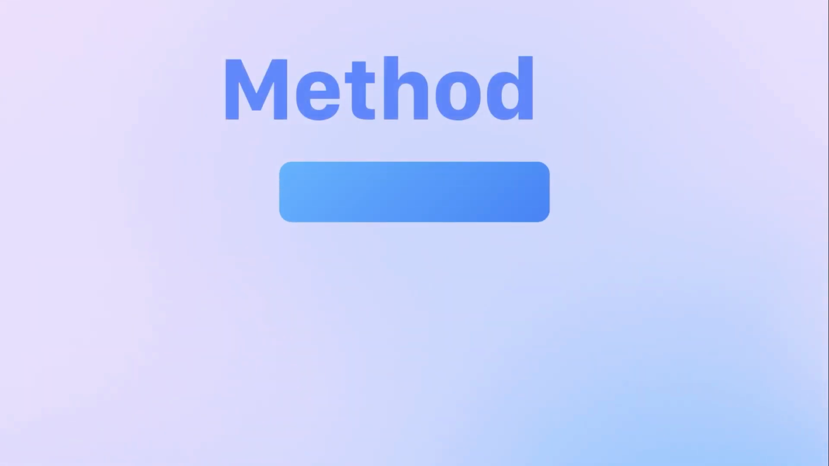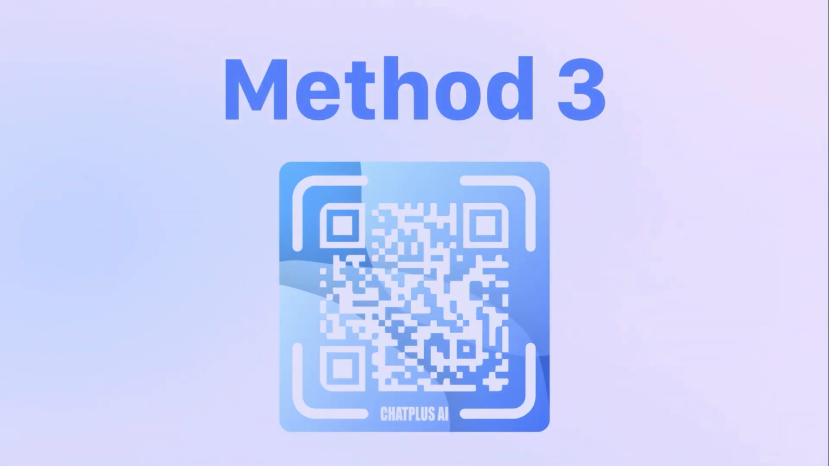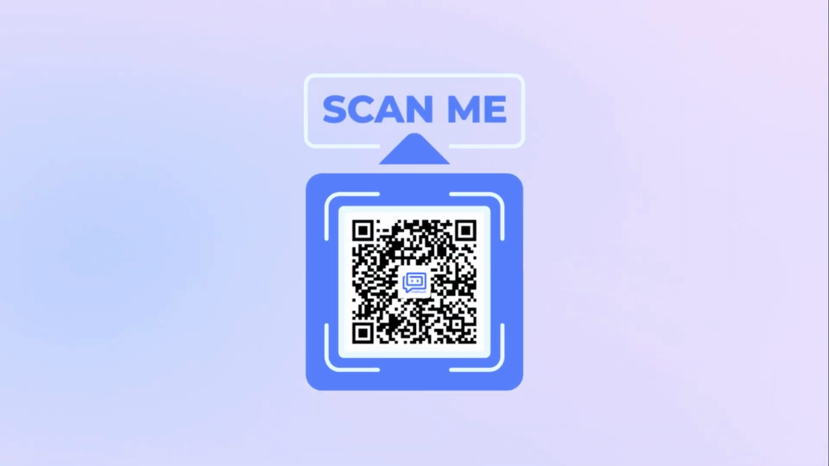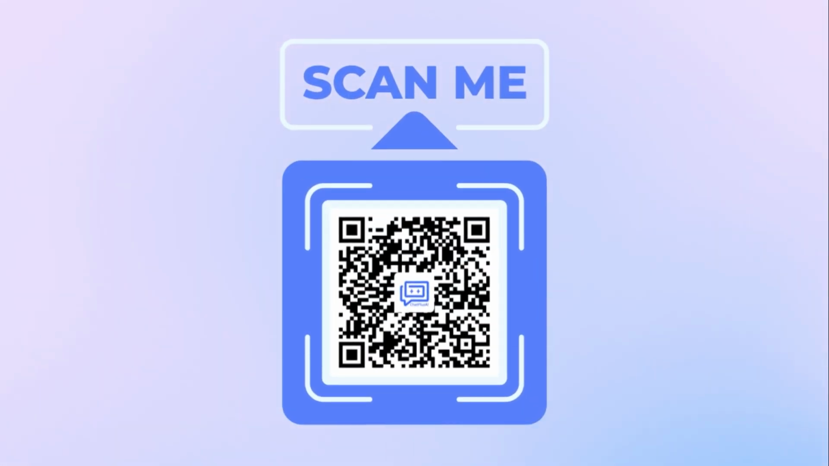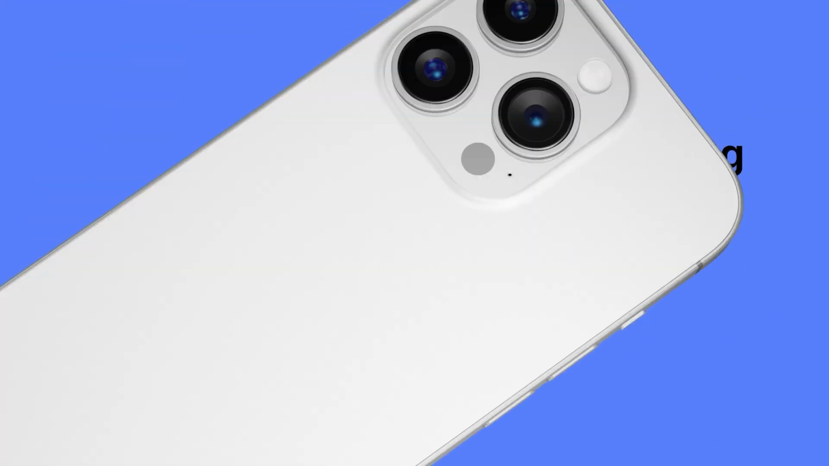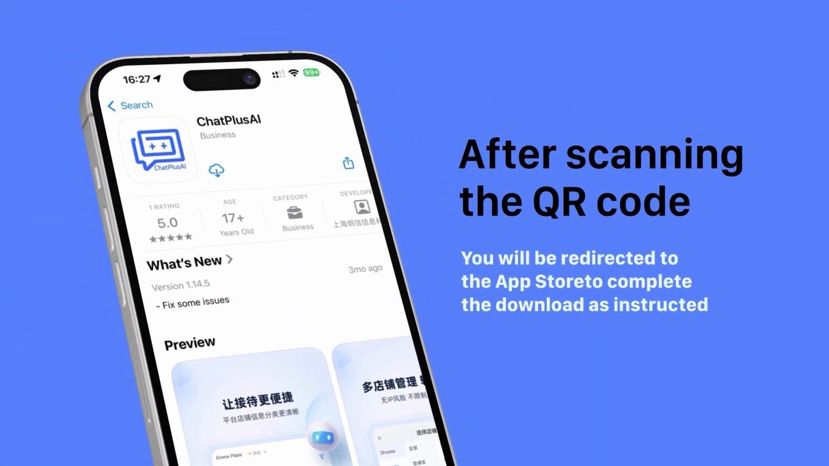Let's step into the third method, scan the QR code. Very simple. Just open your camera on the mobile and scan the QR code below. You will be redirected to the App Store to complete the download as instructed.